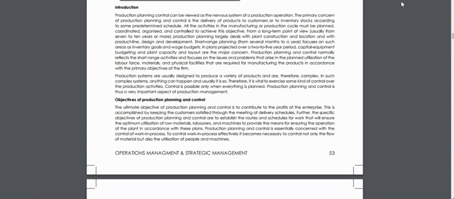So the organizers use the operations management tools to take decisions. This is a decision making subject we are talking about, and to take decisions, various planning methods are required. If you look at study note 4.1, we have production planning and control introduction.